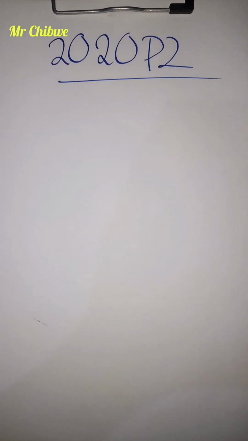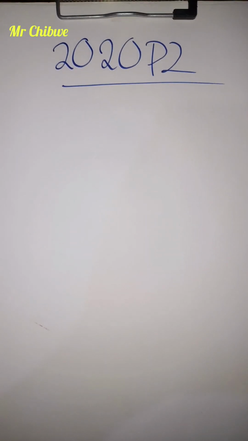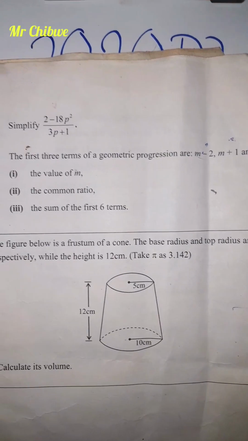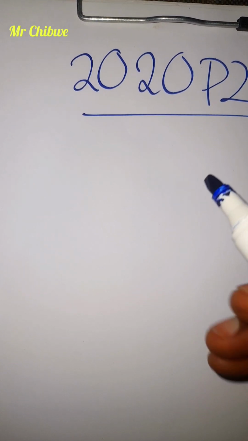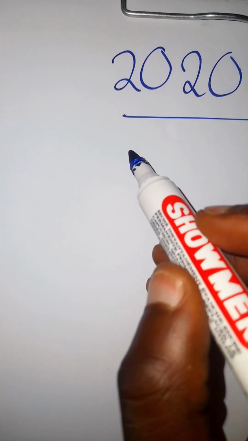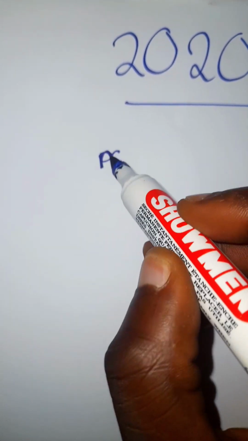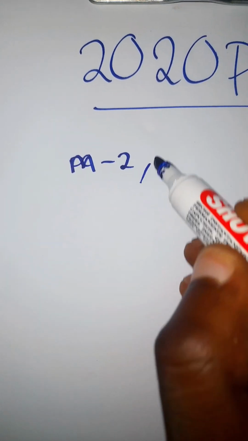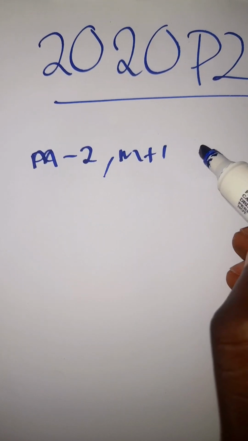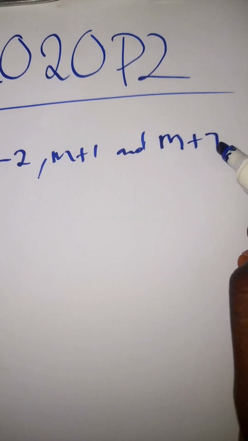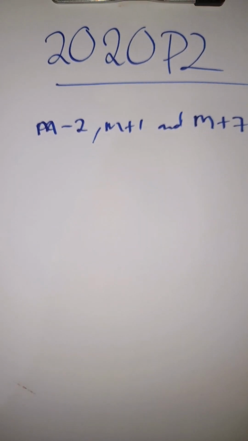2022 paper 2, and the topic is geometric progression. So let's write down the terms that we are given. We are given three consecutive terms. The first one is m minus 2, then m plus 1, and m plus 7. So these are the first three terms.